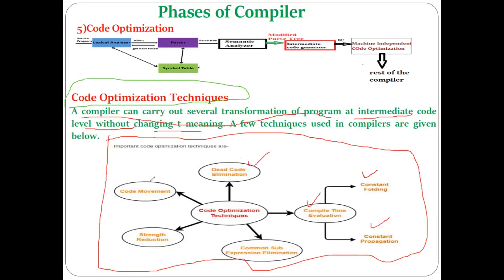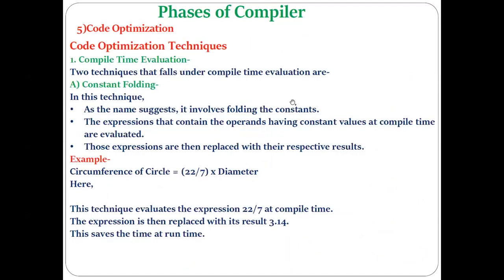Then we have dead code elimination, code movement, strength reduction, and common subexpression elimination. These are the important techniques in code optimization. Okay, so let's see the techniques. First technique: compile time evaluation.